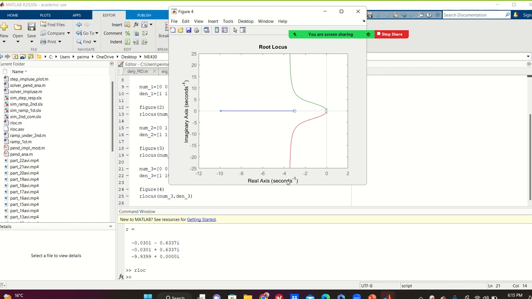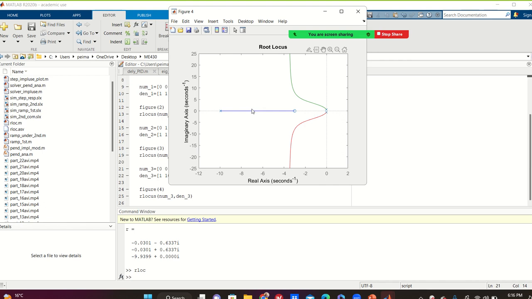So what it says to you is that for this system, if you change the gain, K0 is here, K infinity is here, here, and here. If you change K from 0 to infinity, your system never becomes unstable because everything is in the left-hand side. See what I'm saying, everybody? Yes? Clear, everybody?